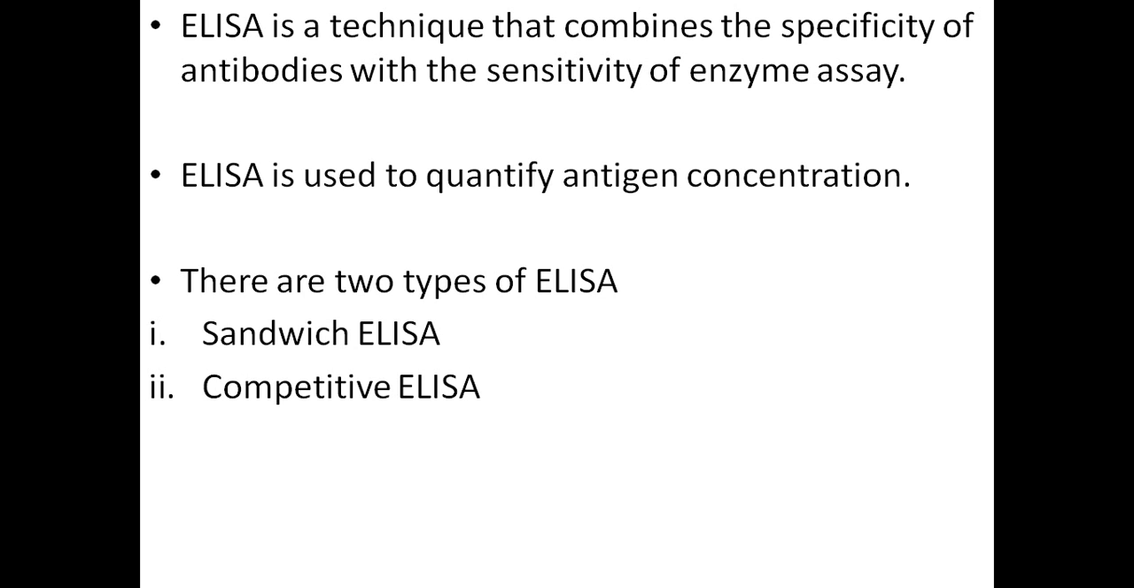ELISA is used to quantify antigen concentration. There are two types of ELISA. One is sandwich ELISA and the second type is competitive ELISA. We will see about these different types of ELISA and the principle.